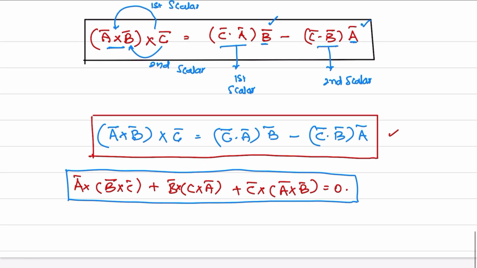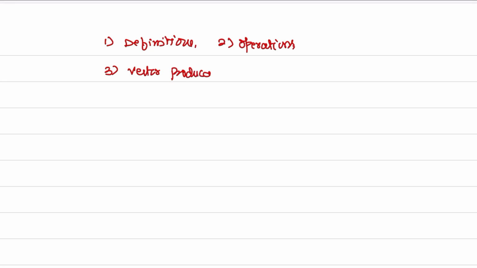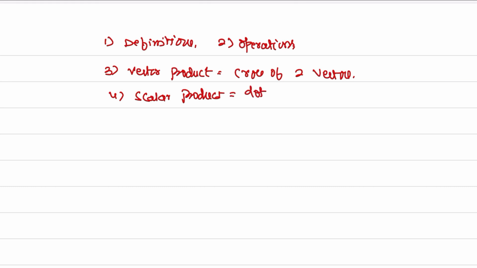So with this lecture, I want to stop today's lecture. In this lecture, we have understood the vector triple product. Till now, as far as vectors are concerned, we have understood definitions, operations like addition, subtraction and multiplication, third, the vector product, that is the cross product of two vectors, and fourth, the scalar product or dot product of two vectors.